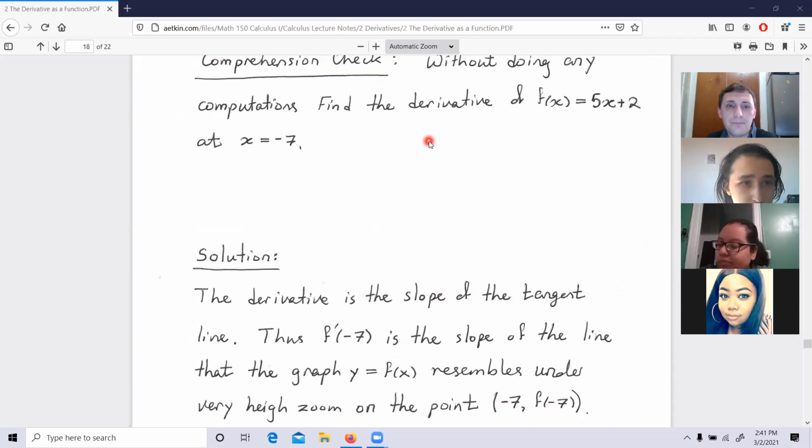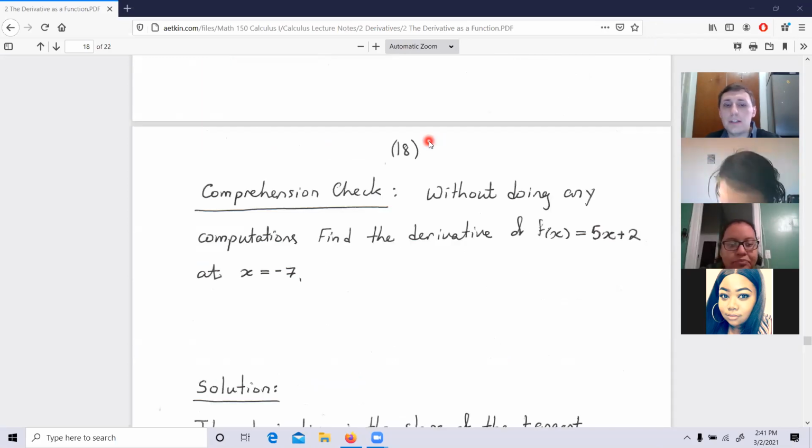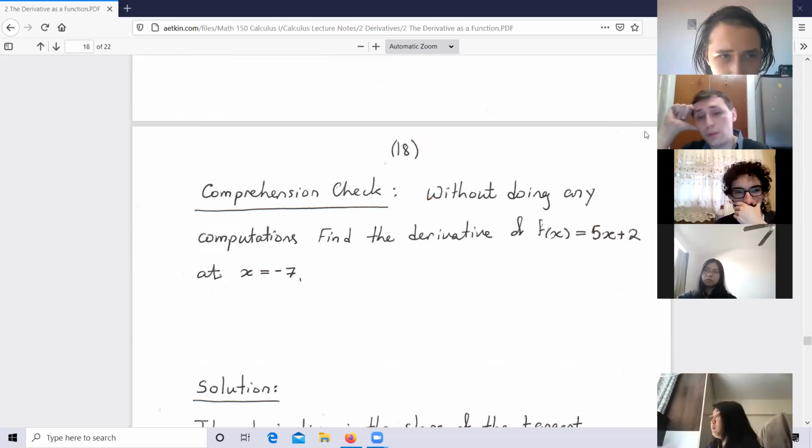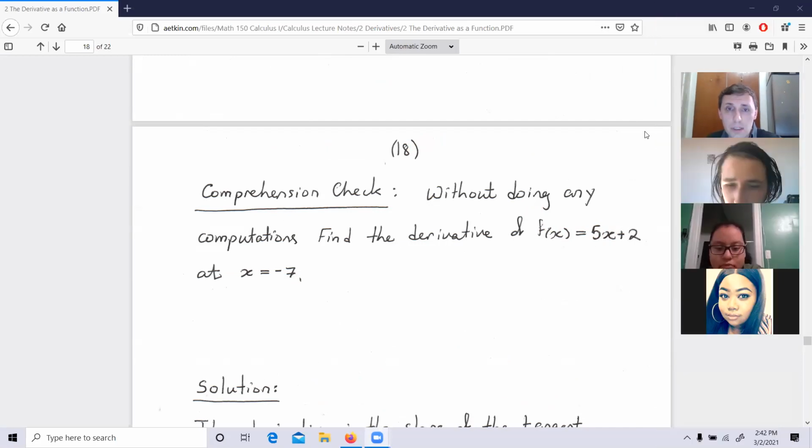Similar idea. Now here is a quick comprehension check, guys. If you want to calculate the derivative of f of x equal to 5x plus 2 at x equal to -7, what answer do you put without doing any calculation? Yes, obviously 5. Very good. You all see why 5, guys, because you look at it.